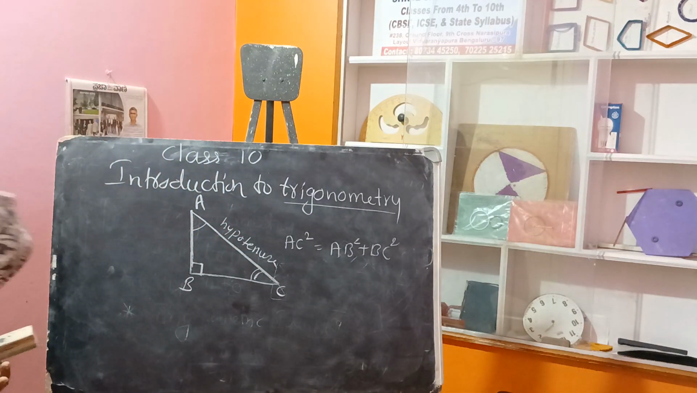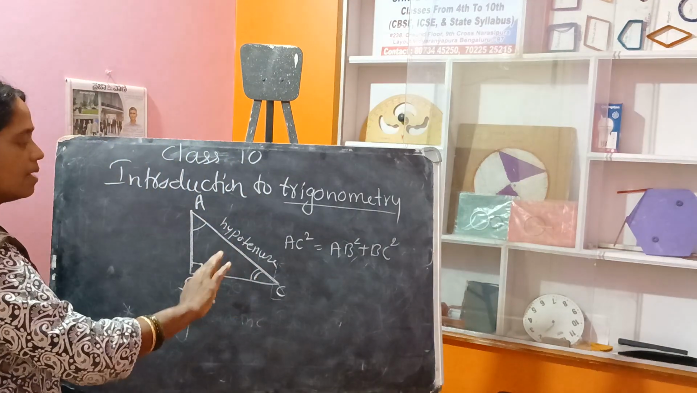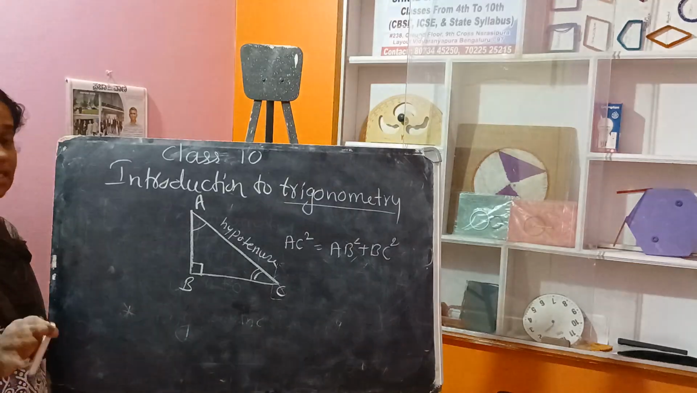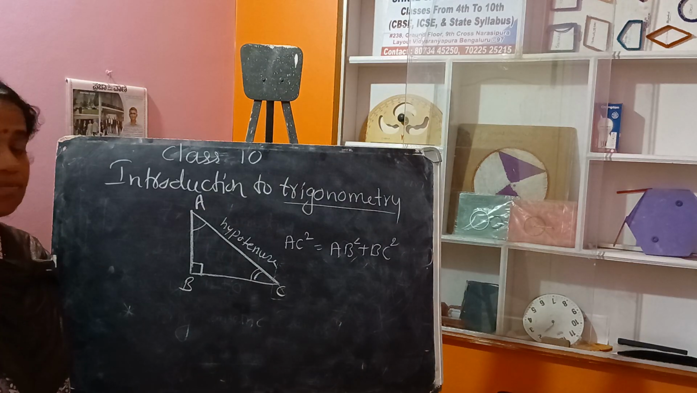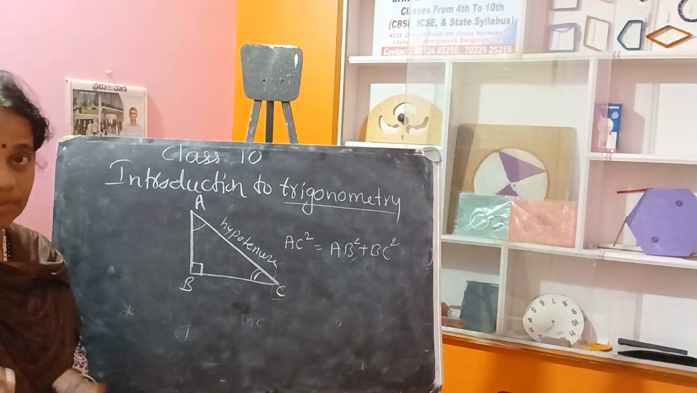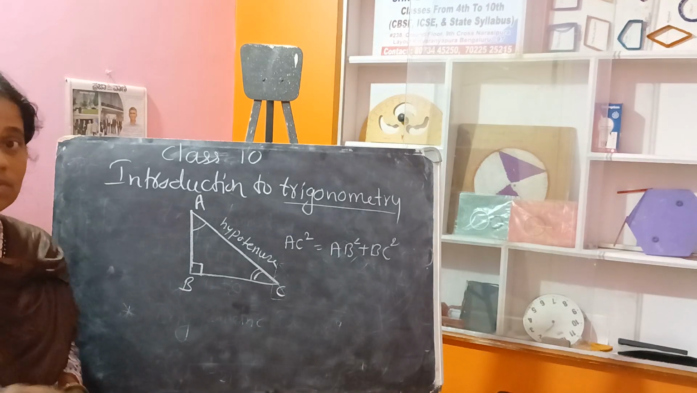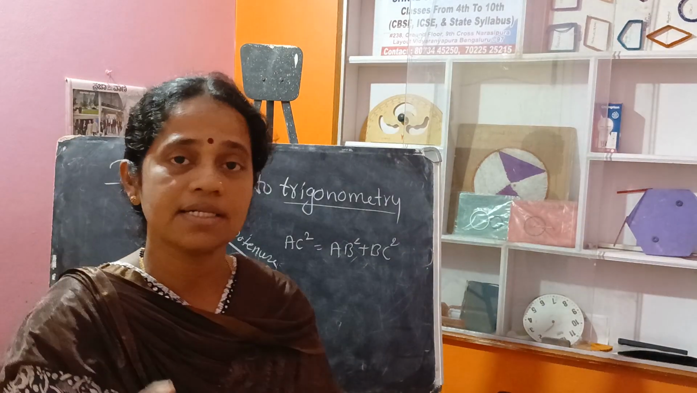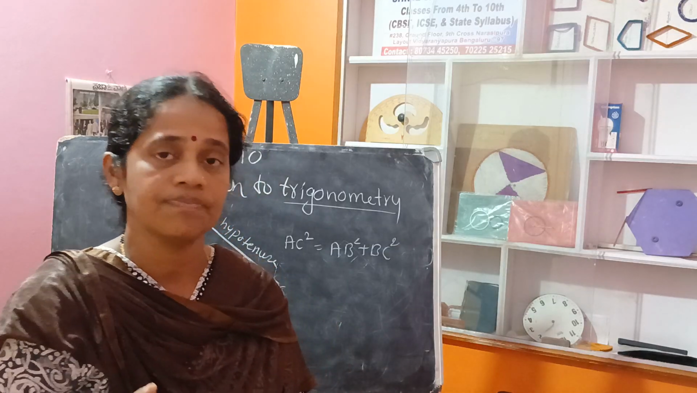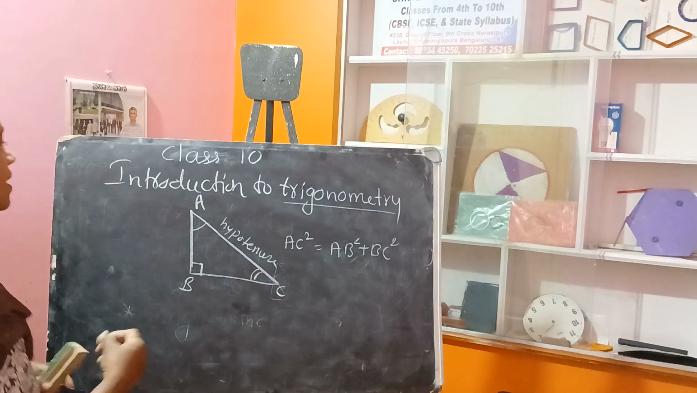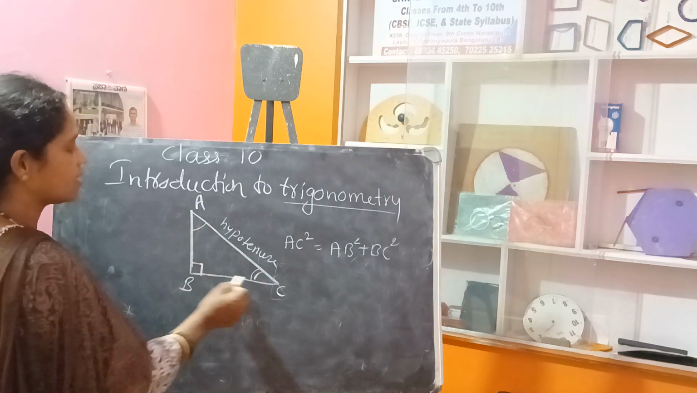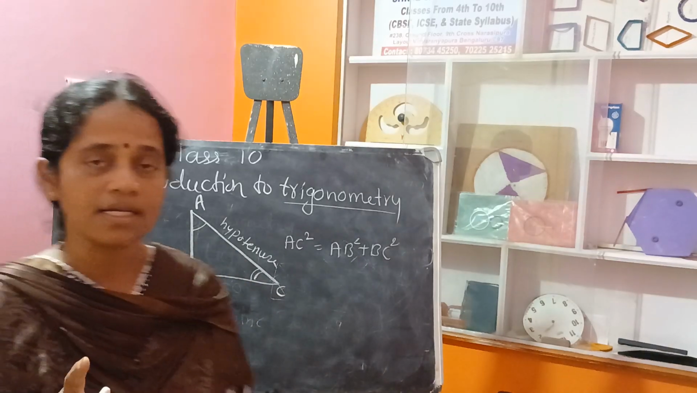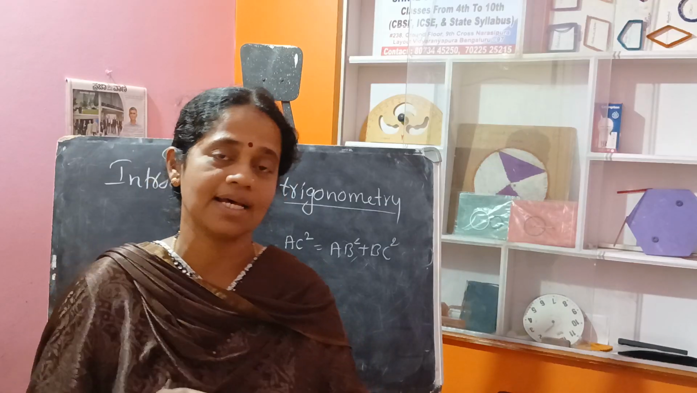So this is about the right angle triangle. The basic idea you need is which is the hypotenuse, which are the two acute angles, and what is the relation between the hypotenuse and the other two sides of the triangle. Let me continue in the next session in the upcoming class.